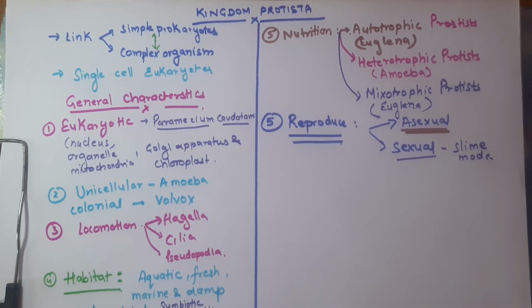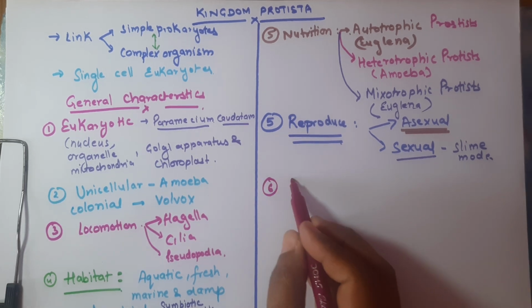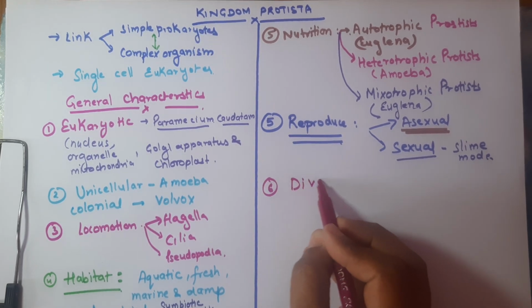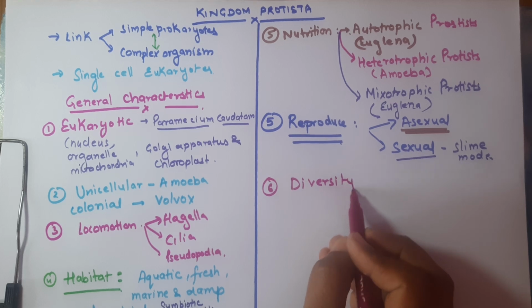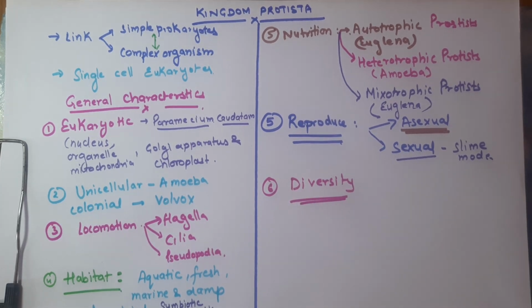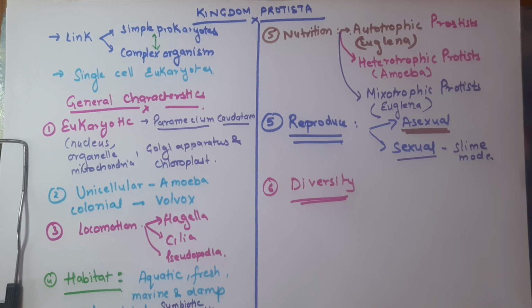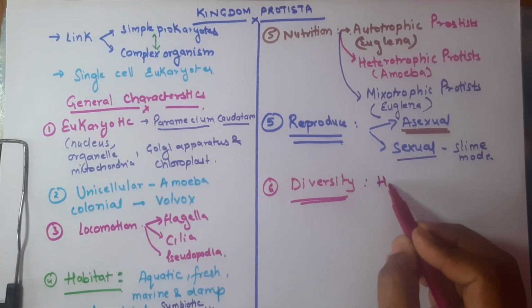If we are talking about diversity, let's quickly learn about it. The protists exhibit a vast range of diversity. They can range from animal like protozoans to plant like algae, and some are highly specialized, with unique adaptations for surviving in extreme environments. So they exhibit high diversity.